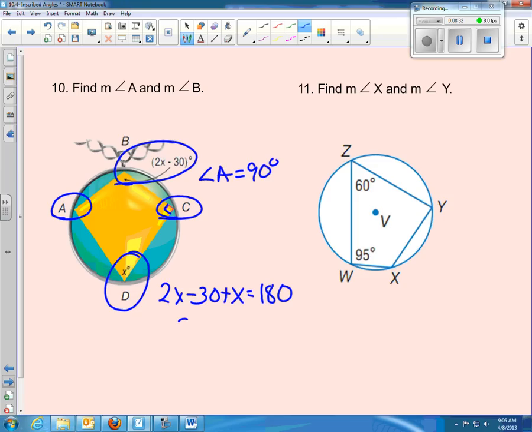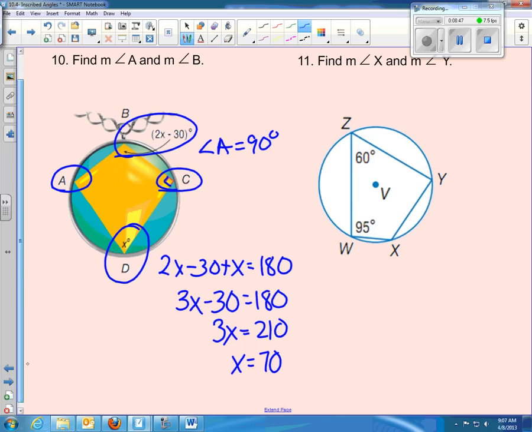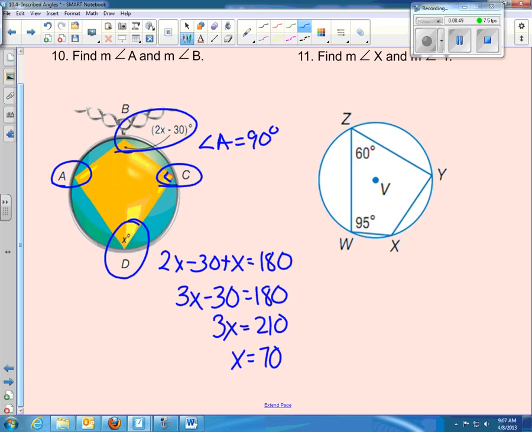So if we simplify, 3x minus 30 equals our 180. Go ahead and add that 30 over. So we get 3x equals 210. And x ended up equaling 70. Again, that's not quite what our problem asked us for. Our problem asked us for angle B.